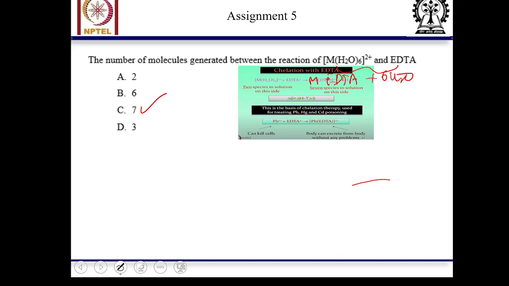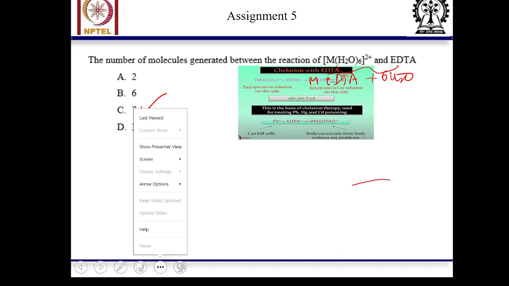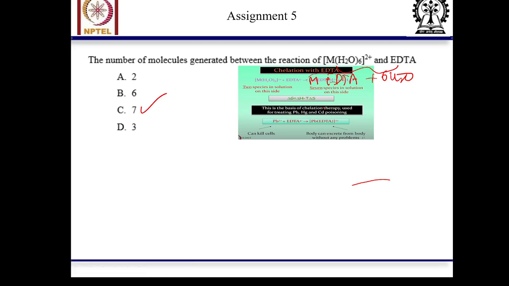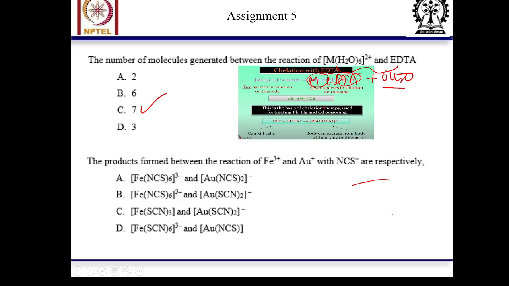To take the eraser, right? Yeah, I can take the eraser. Okay, so basically we see that M-EDTA plus 6 water molecules. So the total number of molecules will be 7.